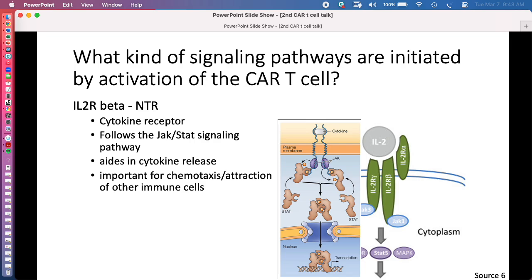Your book talks about this more. This pathway results in the dimerization of STAT, which can translocate to the nucleus and act as a transcription factor. Some of the things it does is it aids in cytokine release and is important for chemotaxis and attraction. I'll talk more about the transcription factor side of things when I come next time, but this is useful. I thought it was applicable to some of the stuff covered in your textbook.